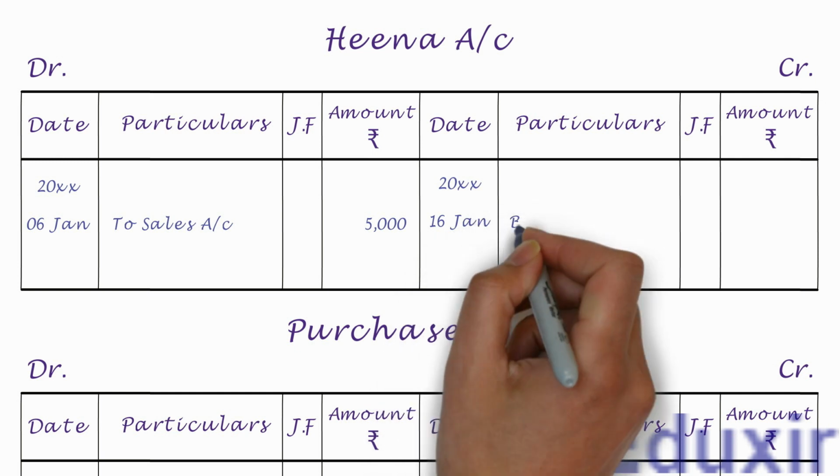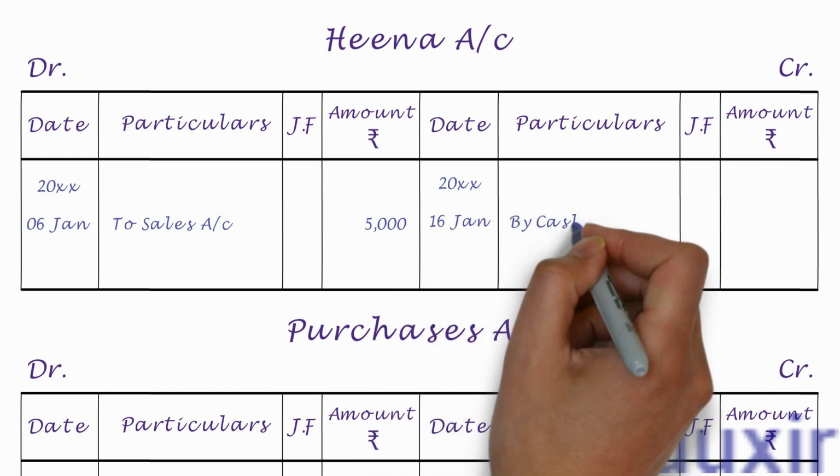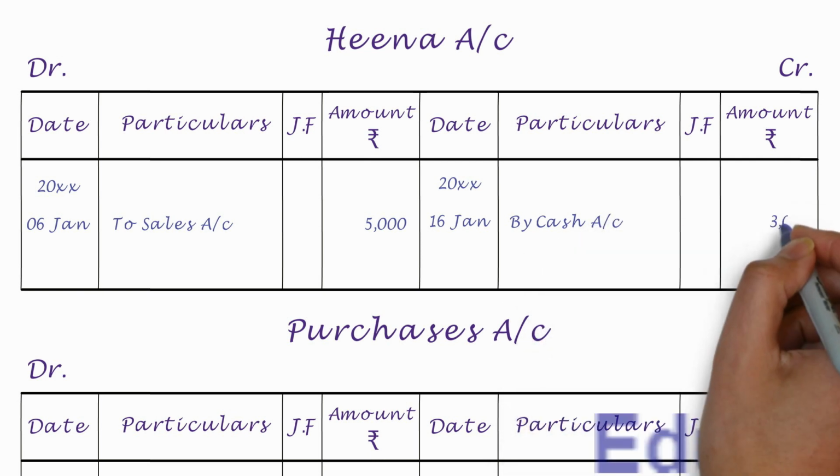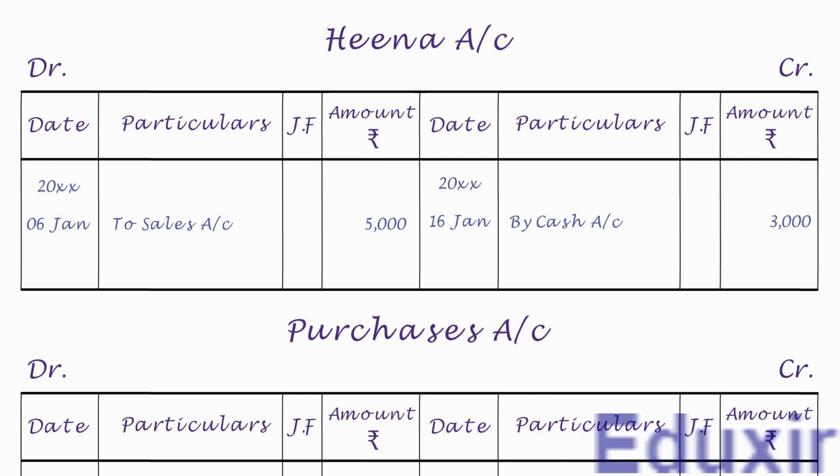We need to write by cash account into the particulars column. Let us write the credit amount of 3,000 rupees into the amount column. With that, we have completed the posting of this journal entry into Hina account. Let us now take up the next entry.